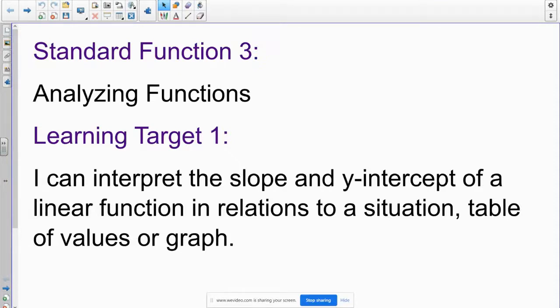Standard function 3. This standard is named analyzing functions. So we're going to dig deeper into the ideas of functions. Your first learning target is: I can interpret the slope and y-intercept of linear functions in relation to a situation, table of values or graph. So the key there is we're going to interpret. So we're going to be able to tell you what does the slope mean and what does the y-intercept mean.